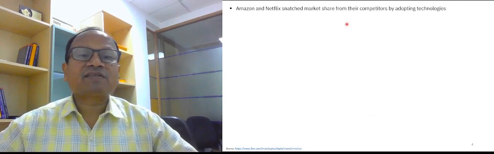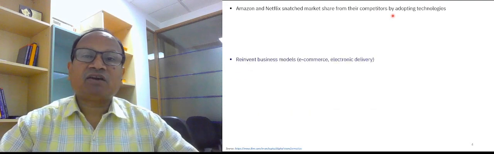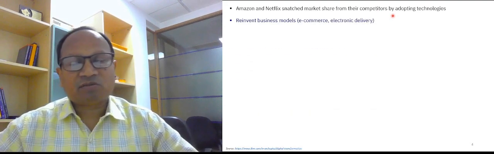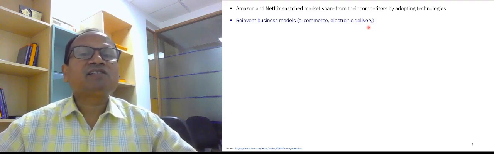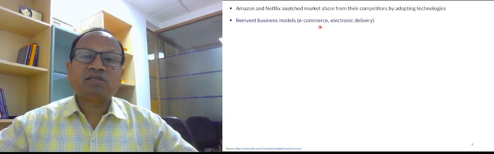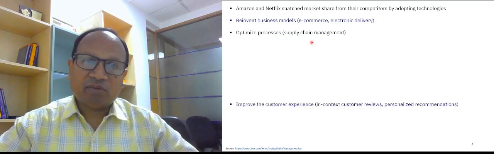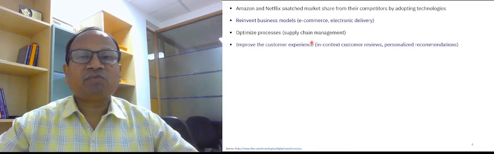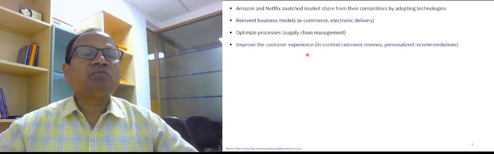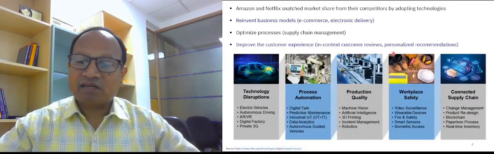Amazon and Netflix snatched market share from their competitors by adopting these kinds of technologies, and therefore they have become very popular in attracting customers and providing a great experience to them. They reinvent business models using e-commerce and electronic delivery, and optimize processes using supply chain management. About supply chain management and blockchain, we have already talked in previous lectures. They also improve the customer experience in context, with customer reviews and personalized recommendations.